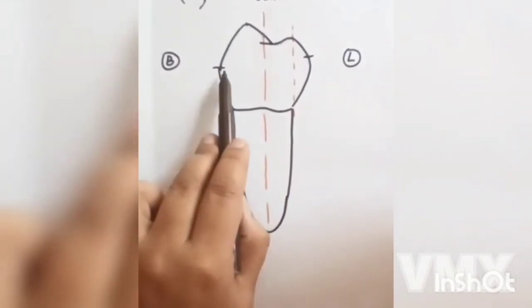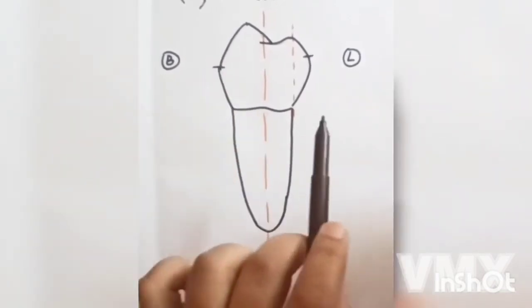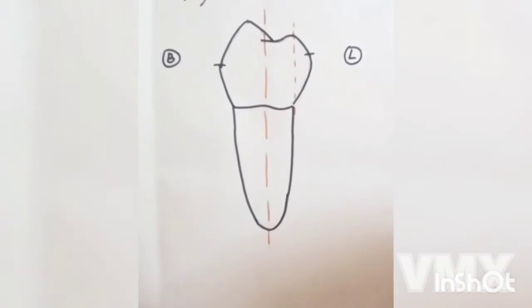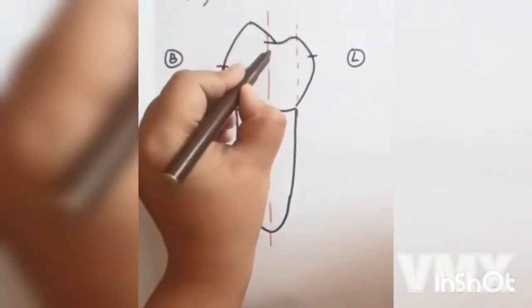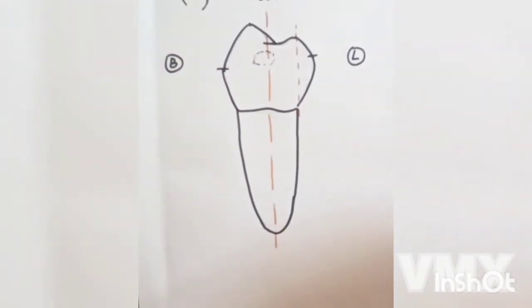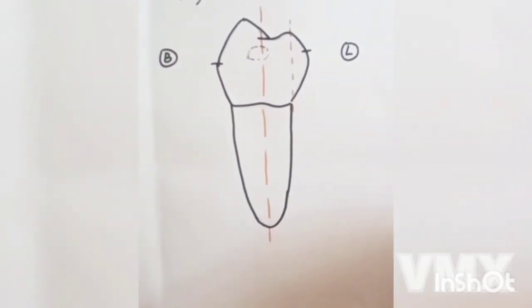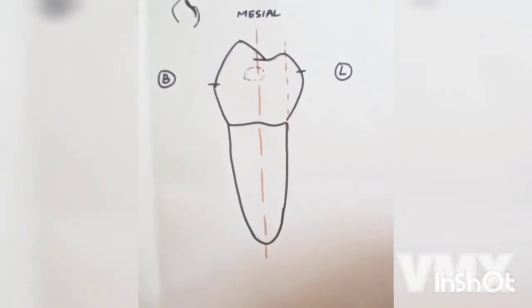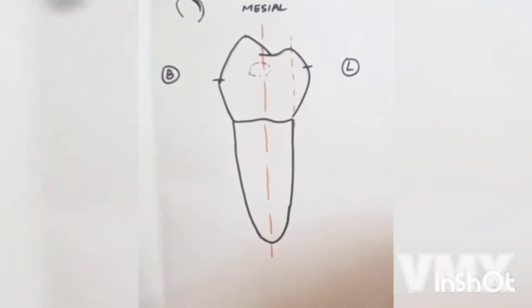Okay, so buccal outline, height of contour in the middle third; lingual height of contour is in the occlusal third. And the contact area is somewhere here, slightly buccal and in the occlusal third, or more likely at the junction of occlusal and middle third. That is where the outline is.